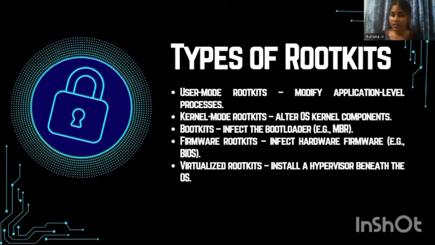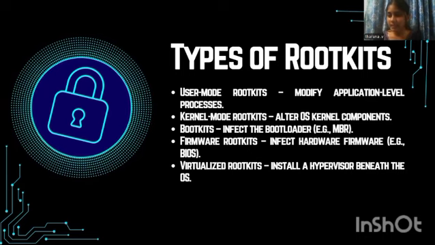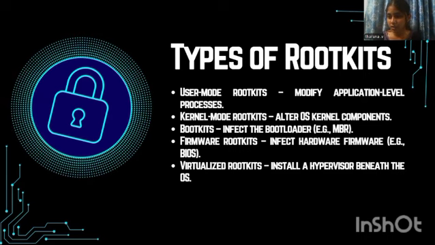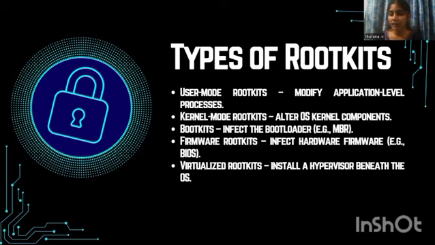The last is virtualized rootkits. These install a hidden hypervisor that runs your operating system as a virtual machine. So the attacker controls everything below it. The deeper a rootkit hides, the harder it becomes to detect.